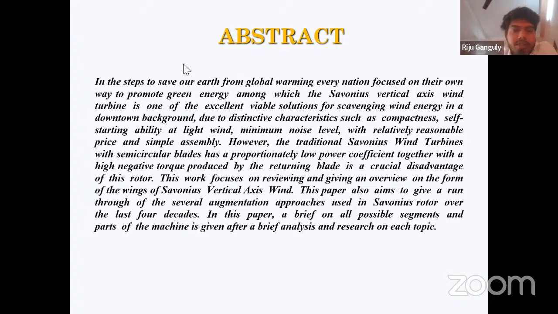In these steps to save our Earth from global warming, every nation has focused on its own way to promote green energy, among which the Savonius vertical axis wind turbine is one of the excellent viable solutions for scavenging wind energy in a downtown background. However, the traditional Savonius wind turbines with similar blades had a low power coefficient together with a high negative torque produced by the returning blade. Can you share the next slide, sir?